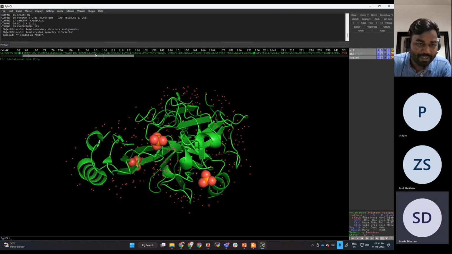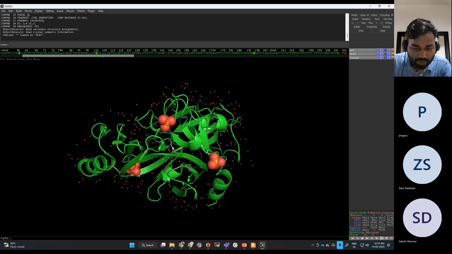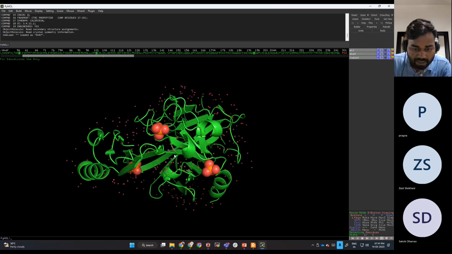Asparagine. Sorry. Glutamine is Q, asparagine is N. And aspartic acid, what is the one letter code for aspartic acid? D. So at the 102 position, you see a D also here. So this is what ma'am was talking about. In this chymotrypsin structure, all three are here.